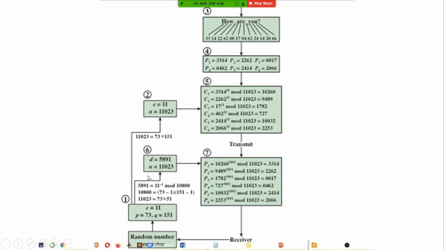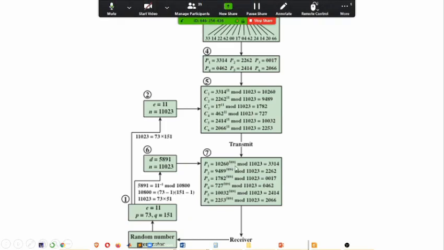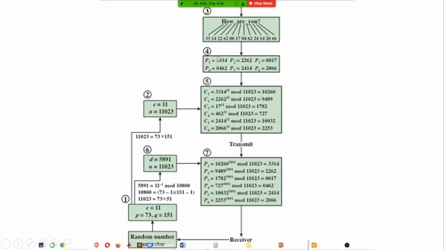Kanjana computes her private key and keeps it to herself. Her private key in this example is 5891. 5891 would be the multiplicative inverse of 11 in this case. So 10260 to the power 5891 mod 11023 gives you 3314. 3314 was the plain text over here. Okay, so that is how the algorithm works.